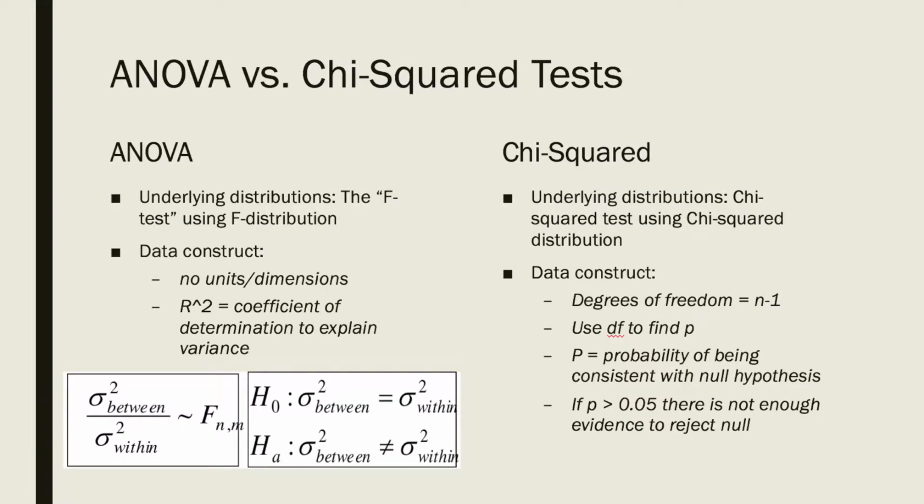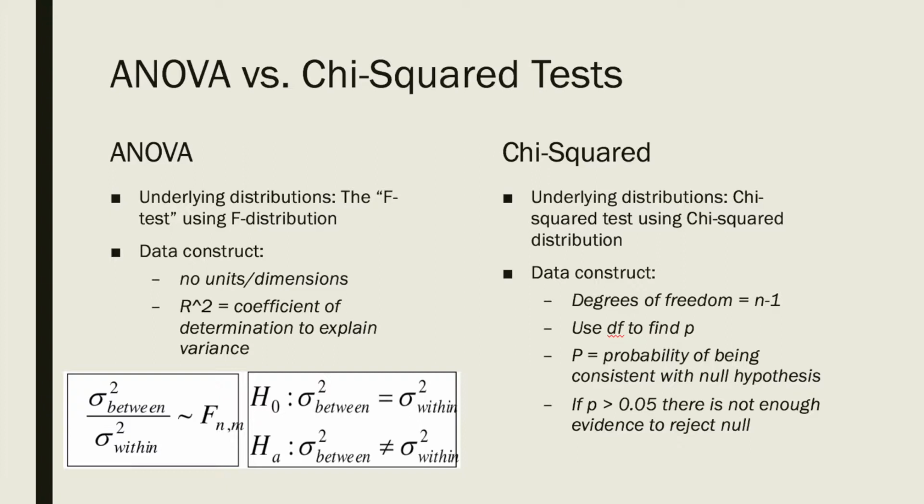For the ANOVA test, we perform an F-test using the F distribution. There are no units because we are looking at the correlation between variables, and correlation is dimensionless. R squared is the coefficient of determination to explain variance. If R squared is high, there is a strong correlation between variables. Otherwise, there is not enough evidence to support that there is correlation between the variables being tested.